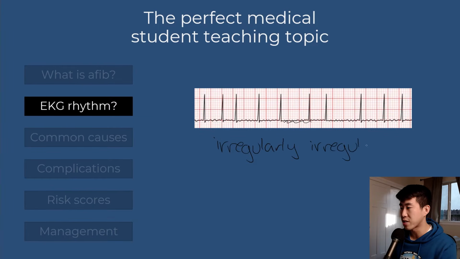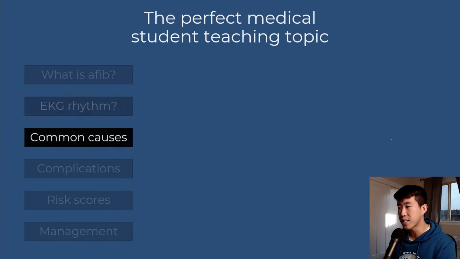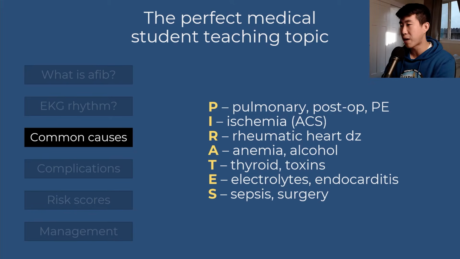In terms of common causes, I ask them if there's a common mnemonic that they like to use. And my favorite one is PIRATES. So P stands for pulmonary, post-op, or PE. I stands for ischemia. R stands for rheumatic heart disease.